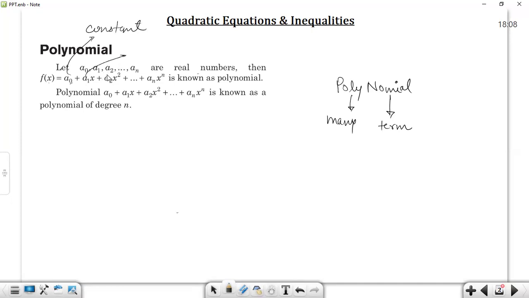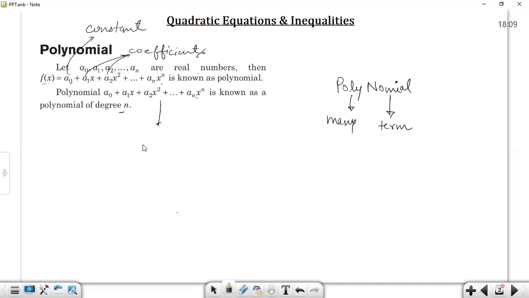And the other constants which come with some variable are known as coefficients of variables. So this f of x in this format is known as a polynomial. This polynomial will be known as a polynomial of degree n, because the greatest power of x is n here. That's why we call this a polynomial of degree n.